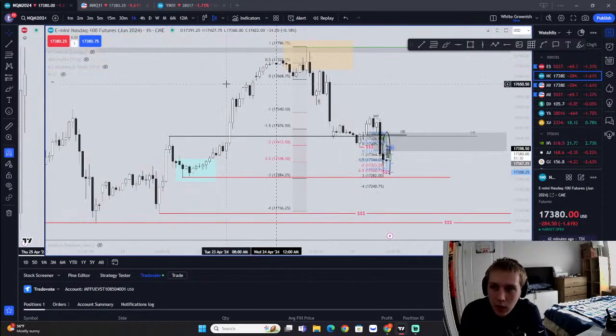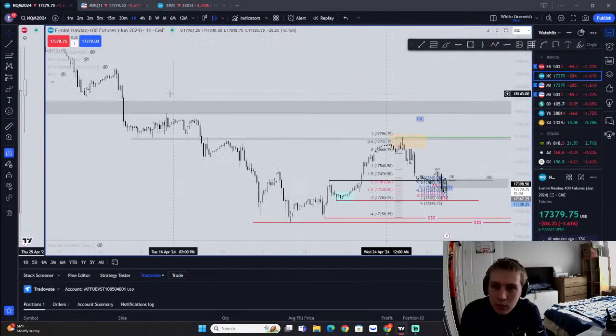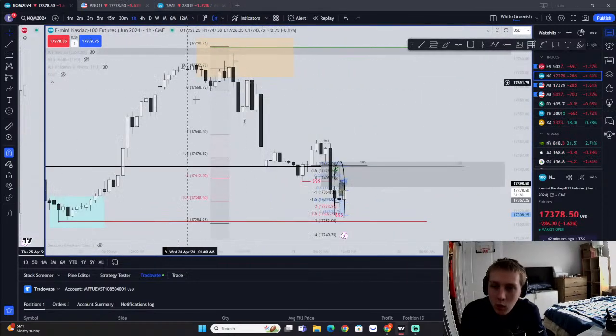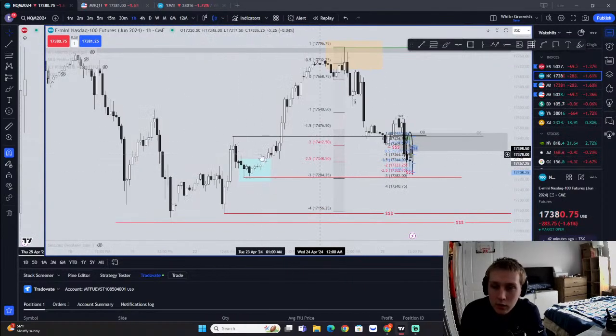Zoom in to your 1 hour structure. We have manipulation. We had SMT at the highs here. We map out this standard deviation leg, -2 to 2.5, and this looks like a clear market maker sell model. You have your low risk entry, you have your first stage, and then you have your second stage down here. So if we zoom in, this is a higher time frame market maker sell model on the 1 hour.